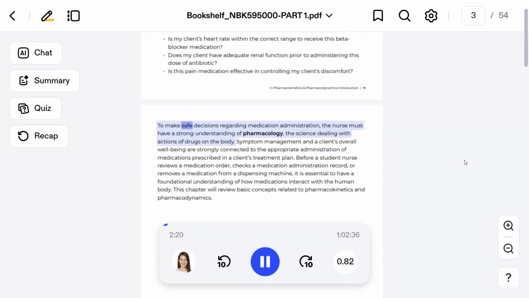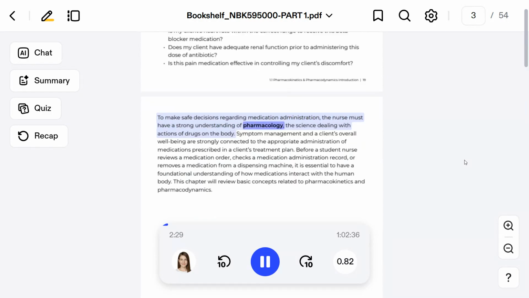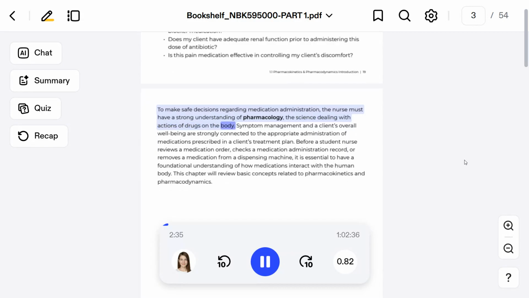To make safe decisions regarding medication administration, the nurse must have a strong understanding of pharmacology, the science dealing with actions of drugs on the body.